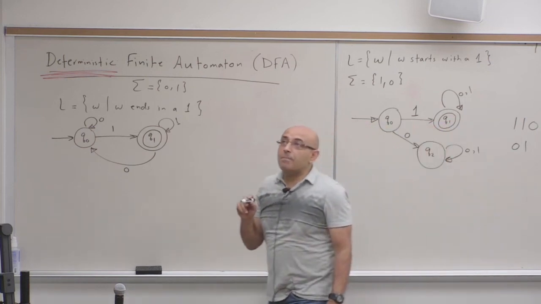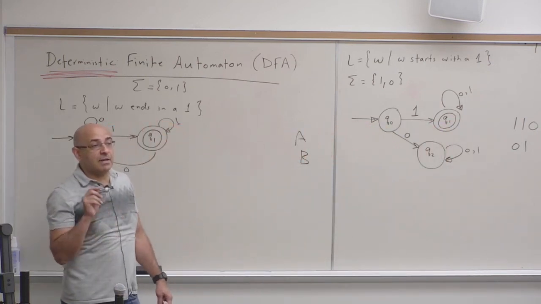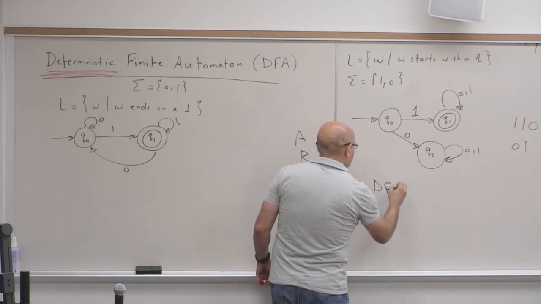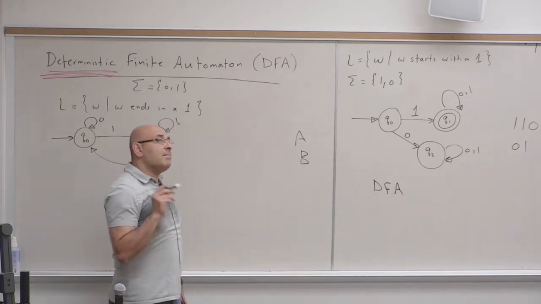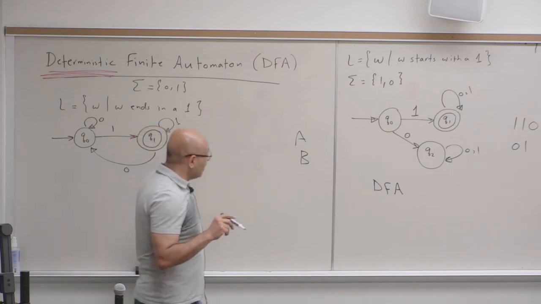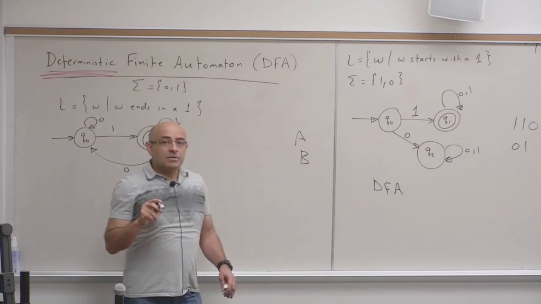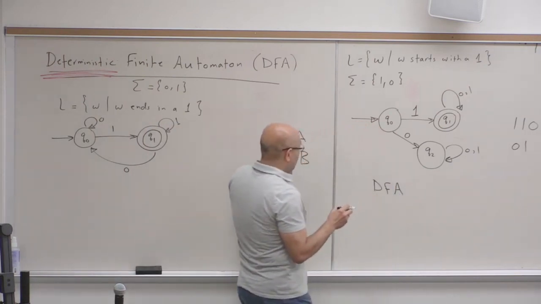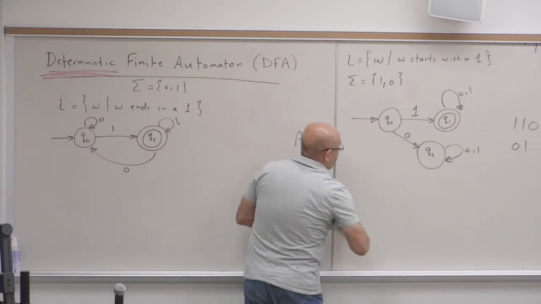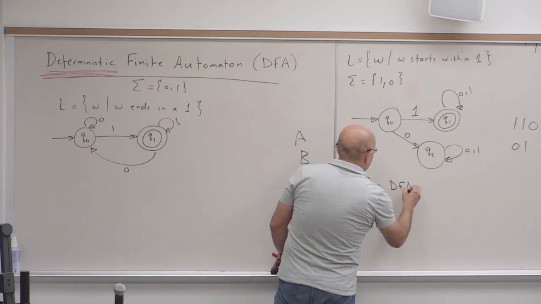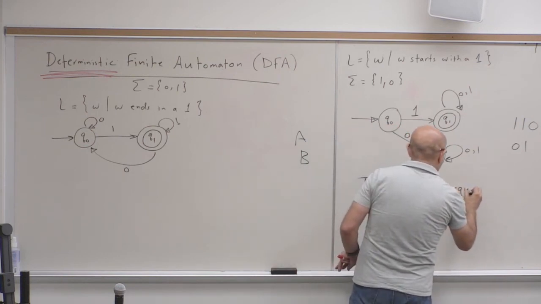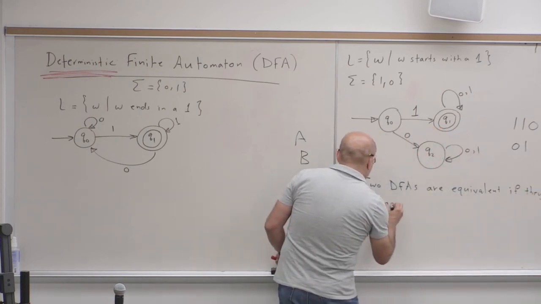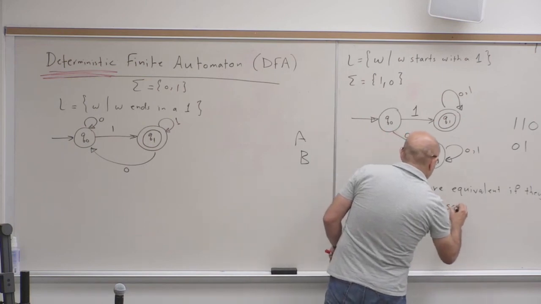Okay, so you use the term matches. Let's use recognizes. The term that we have defined is recognizing a language. I understand the term matches, but I've never seen it in a theory of computation book. So the right term is recognizes. A DFA recognizes a language. So two DFAs are equivalent if they recognize the same language.